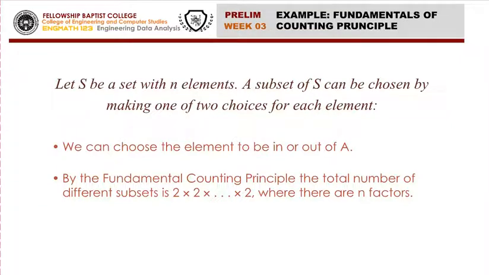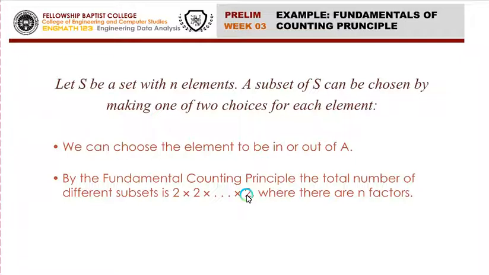Let S be a set with n possible elements. Based on that specific set, we have possible subsets, or many possible options, by making one of two choices for each element. We can choose the element to be either in or not in our possible option. So by the fundamental counting principle, the total number of different subsets is found by multiplying 2's, up to n possible factors.